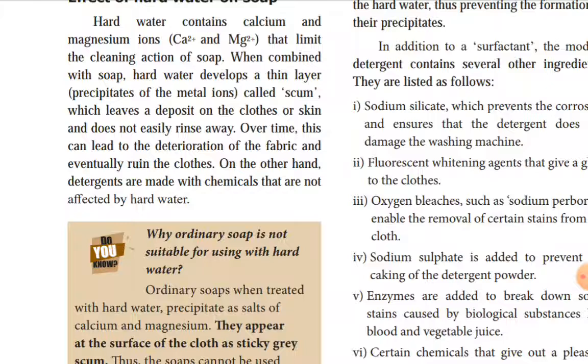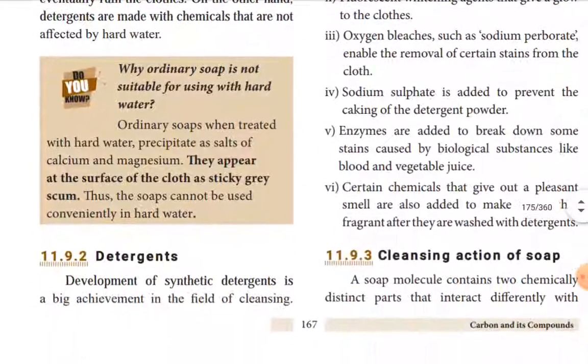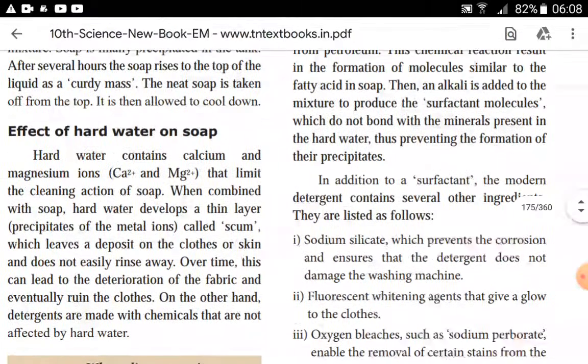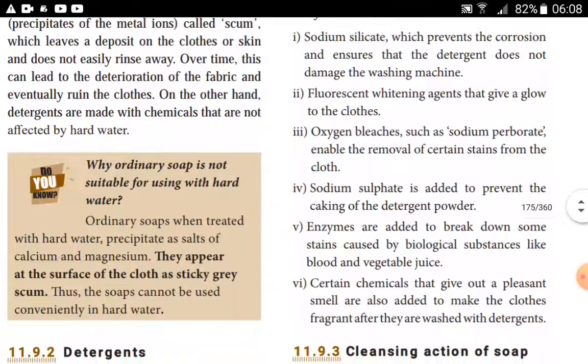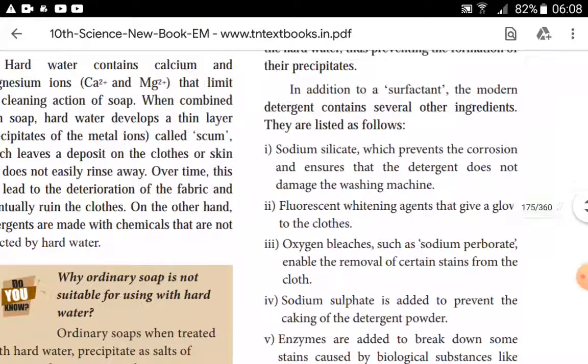Detergents are made with the sodium salts of sulfonic acid, and they are synthetic detergents obtained from the hydrocarbons of crude oil. The surfactant is there, which reduces the surface tension, spreads over the cloth, and increases the cleansing action. And there are six important ingredients added to improve the performance and the effectiveness of detergents.